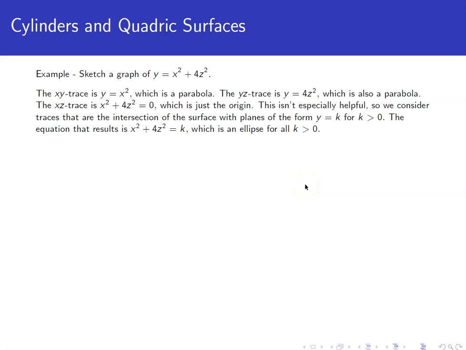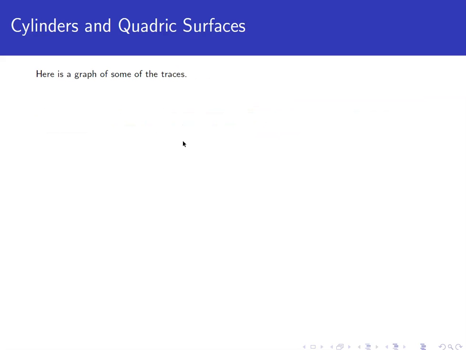So what we're going to do in this case is look at traces that are at the intersection of the surface with planes of the form y equals k, changing that number from 0 to some other number just to see what the traces look like. Well, if we replace the y with values of k, provided that the k is actually positive, we get ellipses again. So every trace that is parallel to the xz plane, every trace along the plane y equals k, is going to be an ellipse.